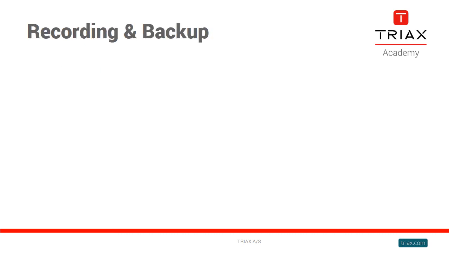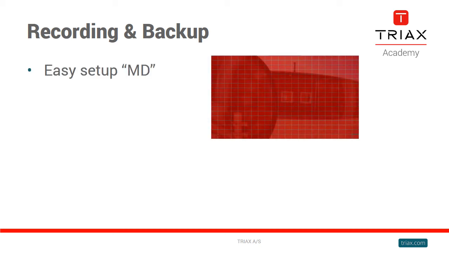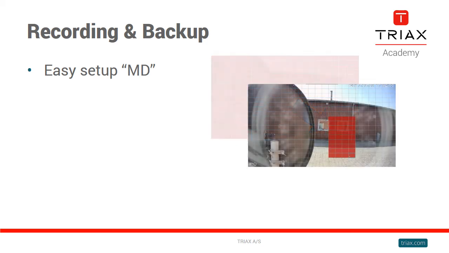When the system is up and running, you need to do some additional setup. This includes easy setup of motion detection. As default, the complete screen is sensitive to detection. Simply deselect the whole area and select the area you want enabled for motion detection. Repeat this procedure for each connected camera.